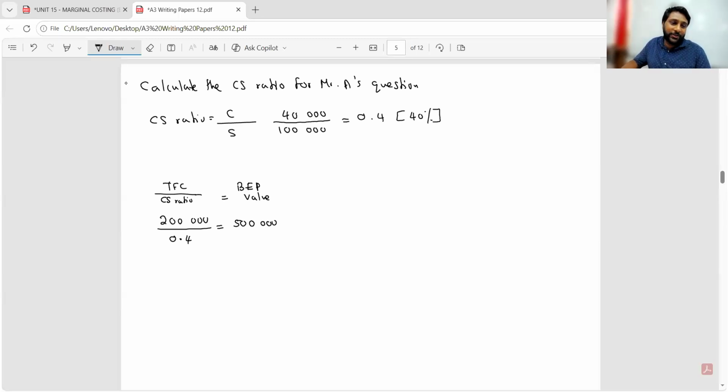Now write the next question. Calculate the break-even point sales value for Mr. A's question. Write the formula and do.